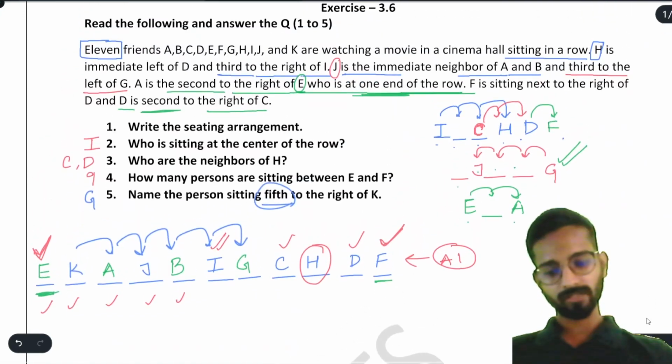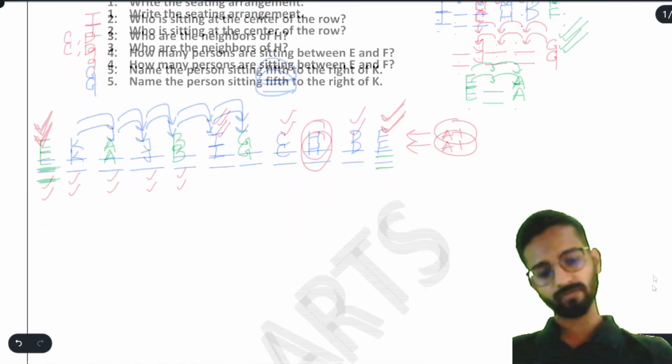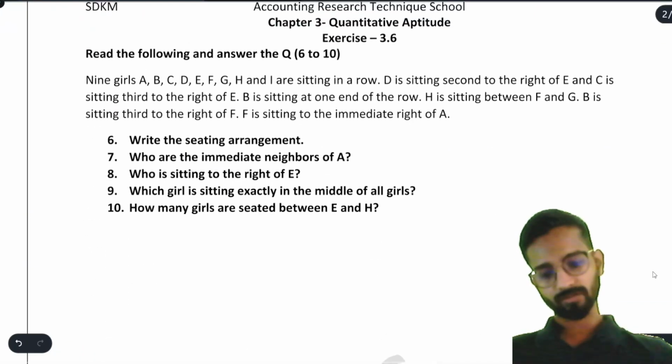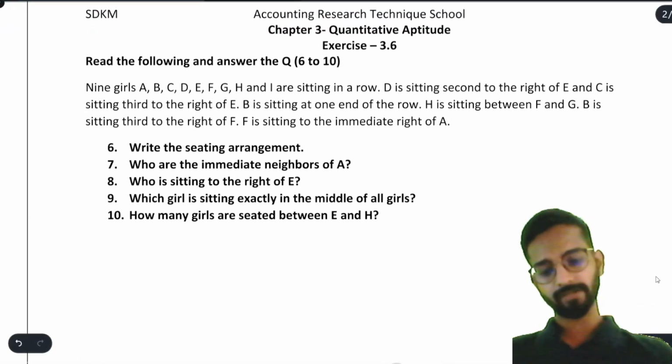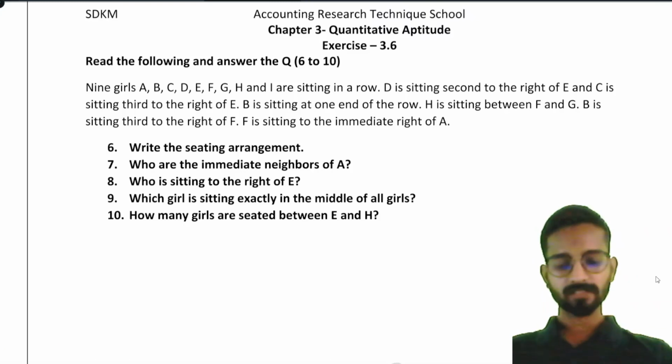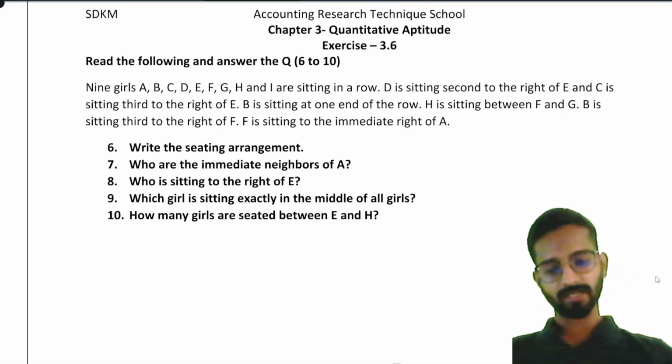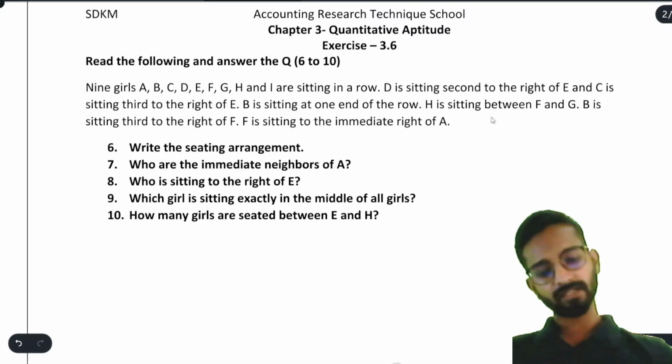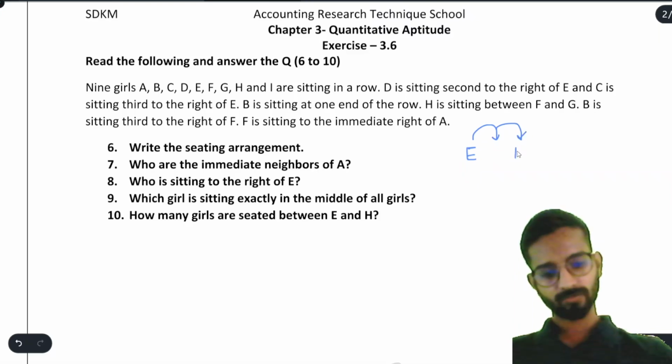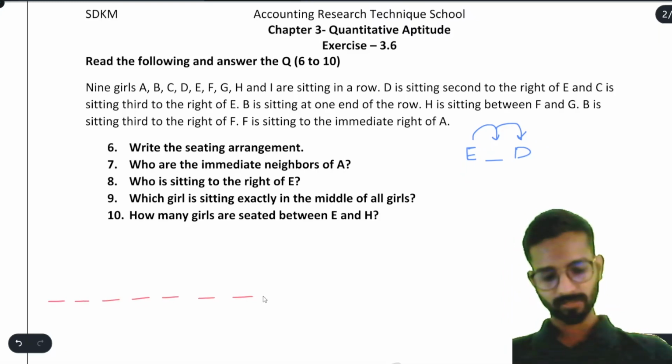This was the question number 1 to 5. Now we'll be solving question number 6 to 10 according to the next given data. See, 9 girls A, B, C, D, E, F, G, H and I are sitting in a row. D is sitting second to the right of E. It means wherever E is there, D is sitting second. 1, 2. So D is here. 1 blank space. Total blank spaces are 9. 1, 2, 3, 4, 5, 6, 7, 8, 9.